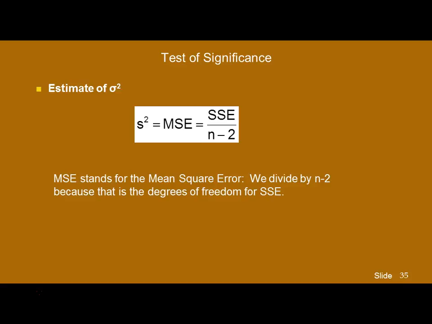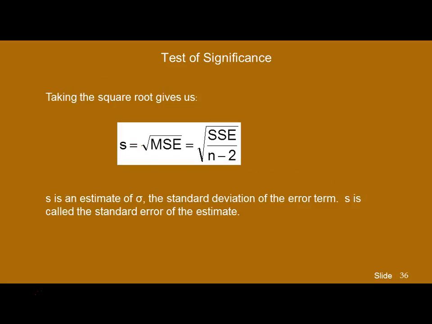You'll remember that we had SSE, the unexplained variation, earlier in the last part of this module. If you take SSE and divide it by n minus 2, because that can be shown to be the degrees of freedom in SSE, you get what's called MSE, the mean square error. If you take the square root of s squared, of course, you get s. And s is sometimes called the standard error of the estimate. So s is the square root of SSE over n minus 2.